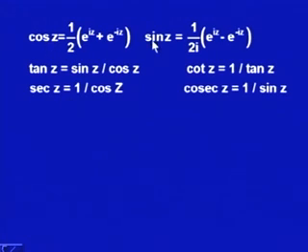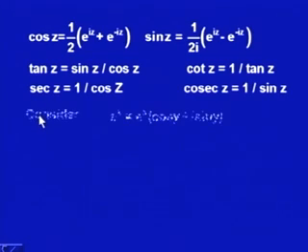Once we know what is cosine z and sine z, we can write down tangent z as sine z over cosine z, cotangent z is 1 upon tangent z and so on.